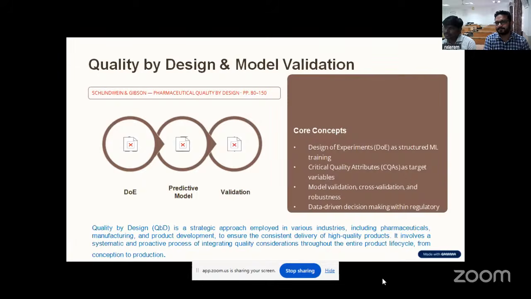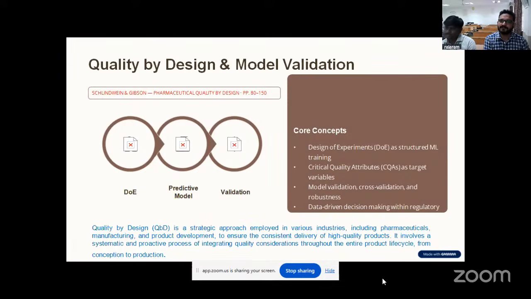QBD is a strategic approach employed in various industries. Most of the industries, or US FDA approved industries, are following QBD, including pharmaceutical manufacturing and product development. Why? To ensure the consistent delivery of high quality products. Now, the world is moving to a different level. Just preparing a product is not sufficient. We need high quality products. For this purpose, QBD is an important fundamental parameter.